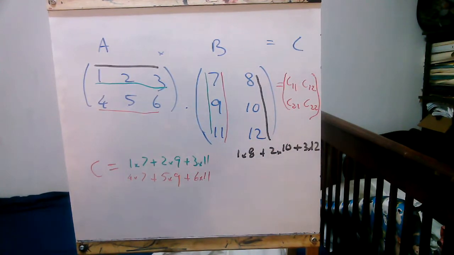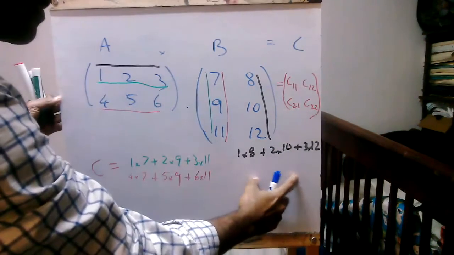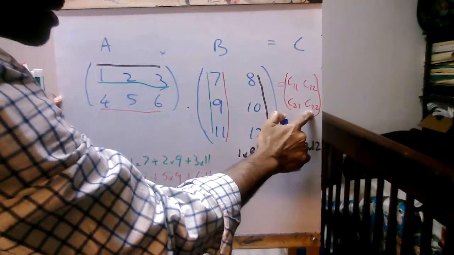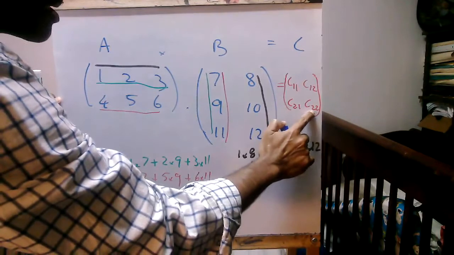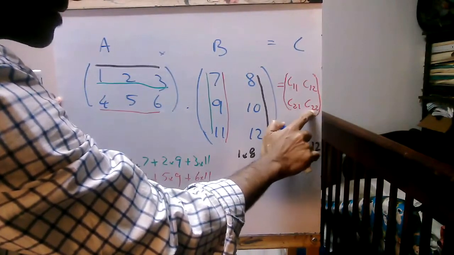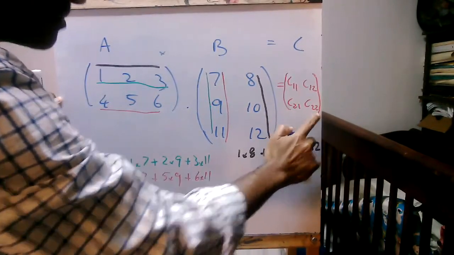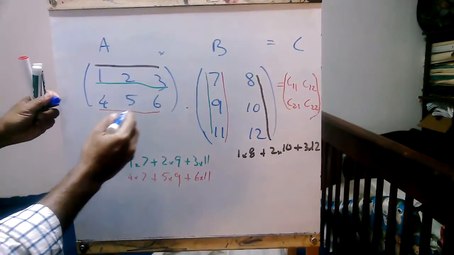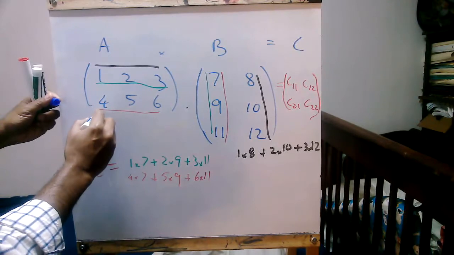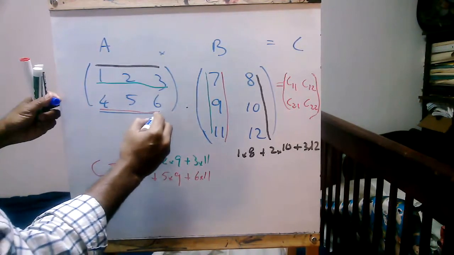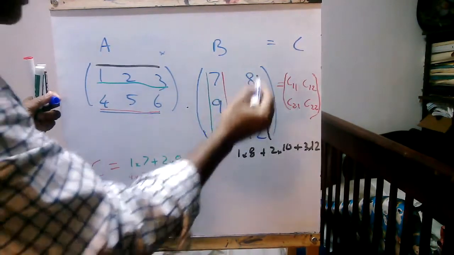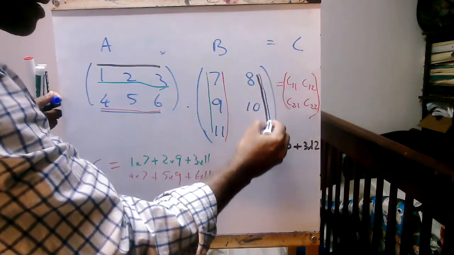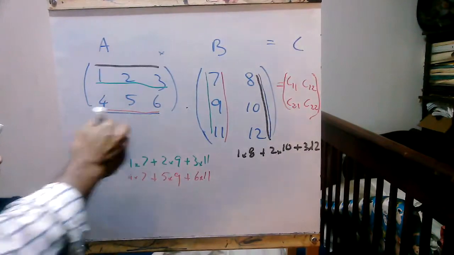Now this one, what is this position? C22. C22 means second row of the first matrix, second column of the second matrix. Second row of the first matrix, second column, which is this again, of the second matrix. Multiply those two.